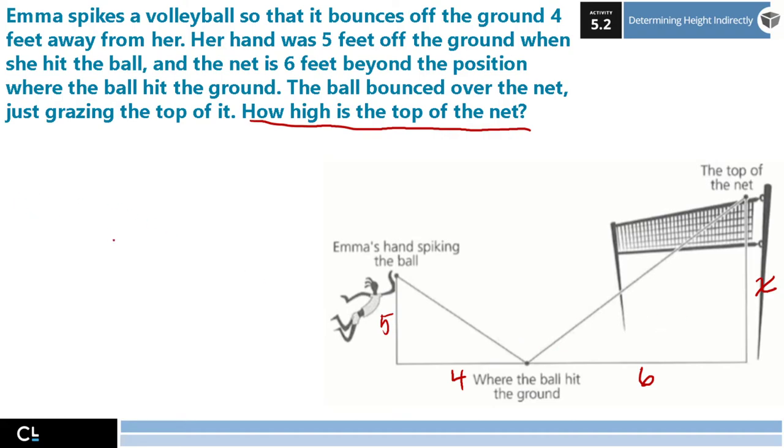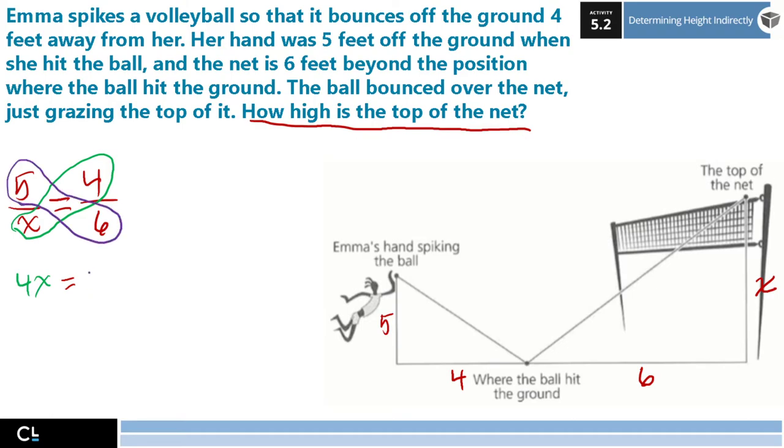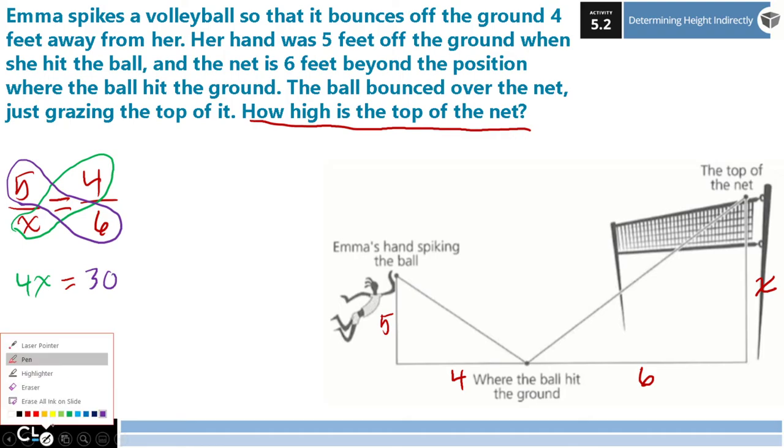In order to set up our proportions, we have corresponding parts. I'm going to take Emma's hand height, 5, and put that over the height of the net, x, equals Emma's distance away from where the ball hit, 4, to the distance of the net from where the ball hit, 6. And as we've been doing, you may guess, cross multiply. x times 4 gets 4x equals 5 times 6, which gives me 30.